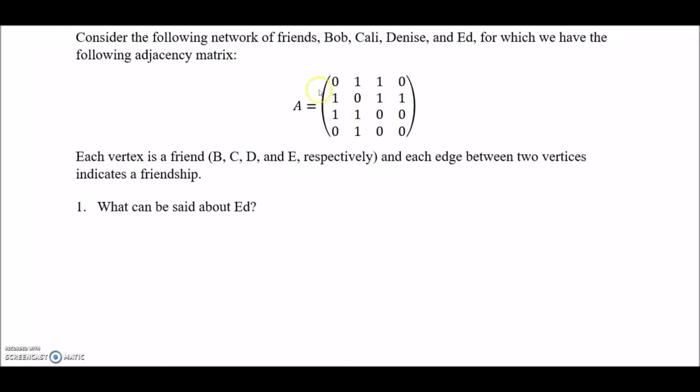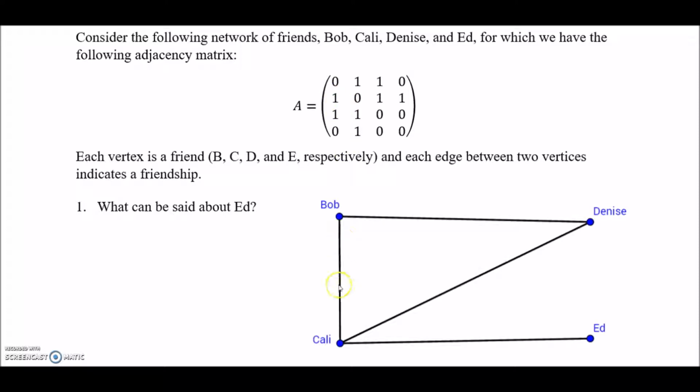And a 0 in a specific entry tells us that those two people are not friends, and a 1 will tell us that they are friends. For example, we see that Bob and Callie are both friends, and Bob and Denise are both friends. And if we construct this into a graph, putting an edge between two vertices if and only if we see a 1 in that position, we get something like this.